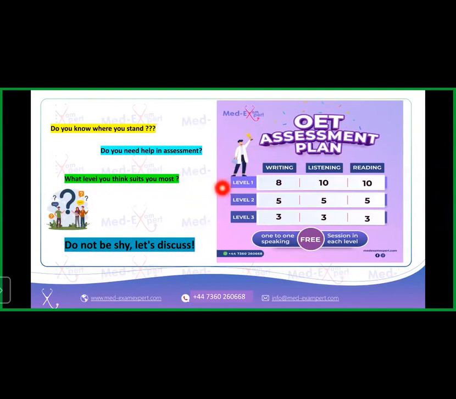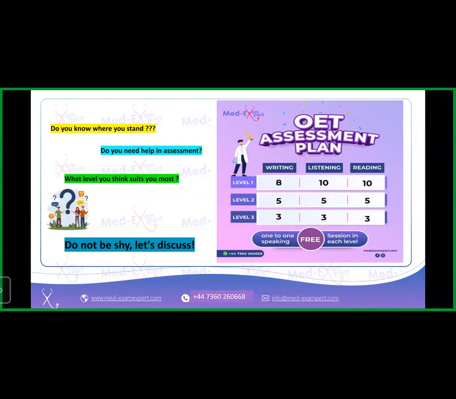If you are a beginner, we have introduced writing feedback for 8 letters and listening for 10 tests and reading 10 tests. And if you are at a mediocre level, if you have a moderate understanding of English, then you can get 5 letter assessments and 5 listening tests and 5 reading tests. In the same way, if your exam is near or you feel like your English is good and you can perform well, or even if you are appearing in OET again, then you can take 3 writing letter assessments, 3 listening, and 3 reading. And along with it, there will be a one-to-one speaking session that will be free.